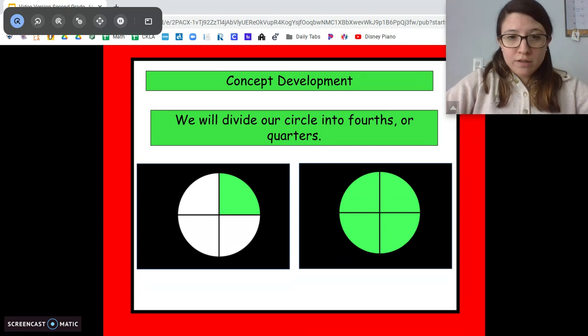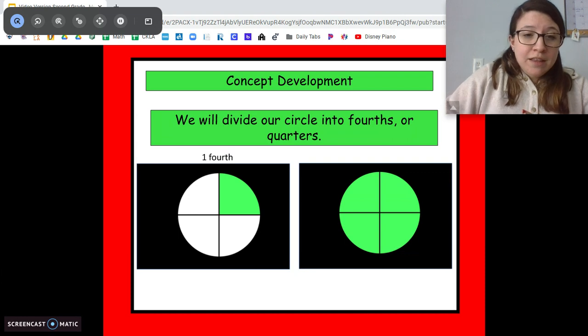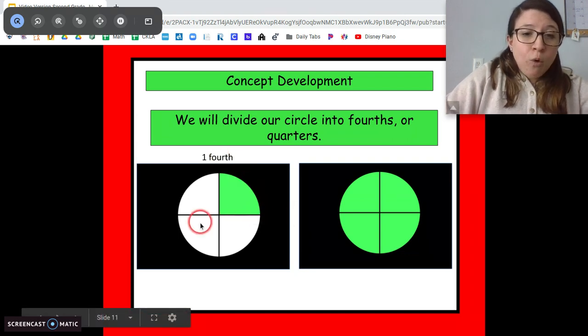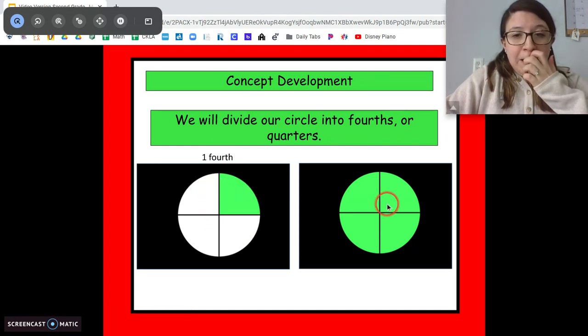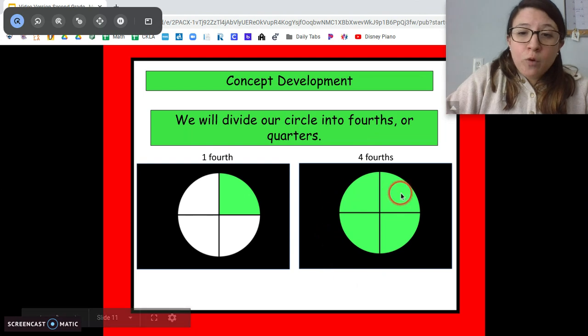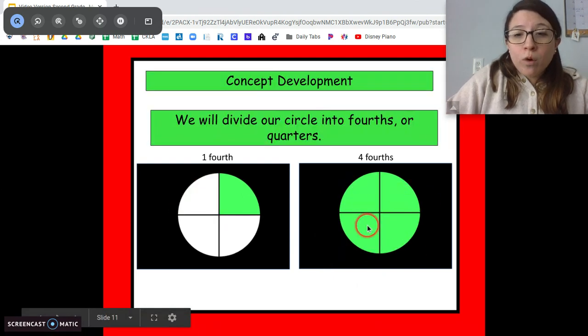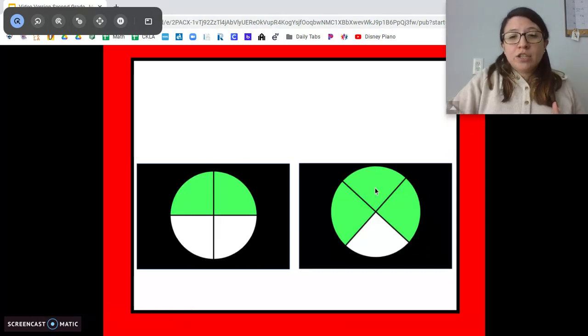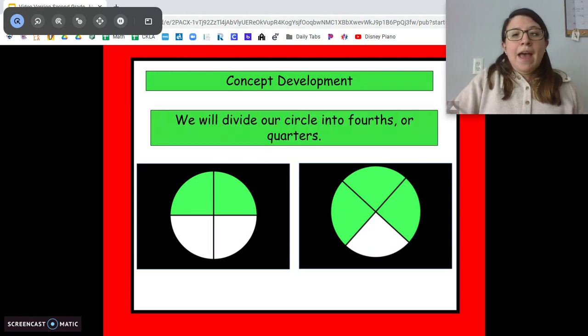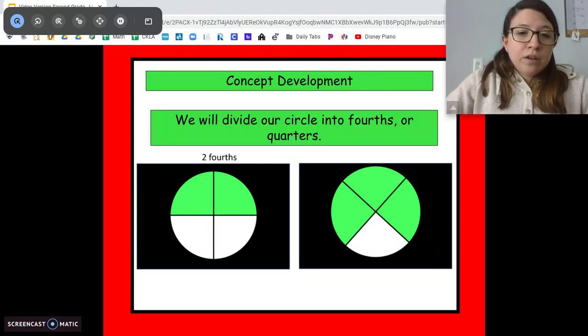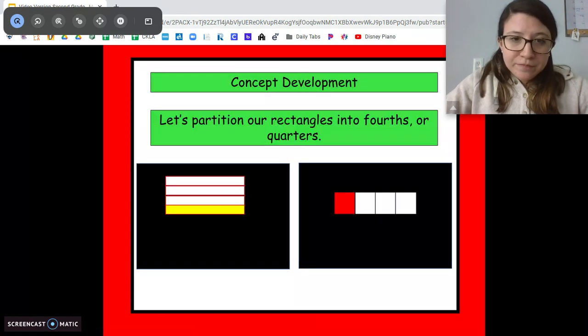Okay. We can also divide our circles into fourths or quarters. Say the word quarters. Good. We can call them fourths or quarters. This circle has 1/4 shaded in. See how there's 1, 2, 3, 4 parts? 1/4 is shaded in. This circle has 4/4 shaded in, or 1 whole. If the whole thing is shaded in, we say that is 1 whole.